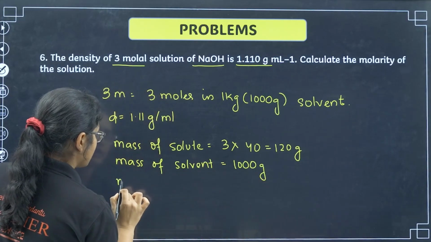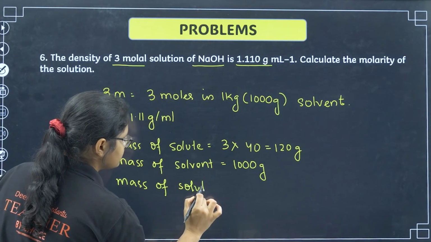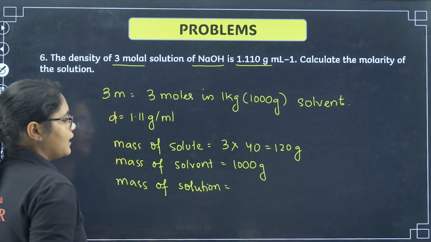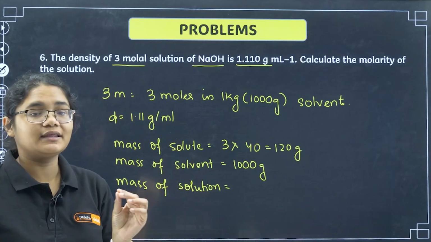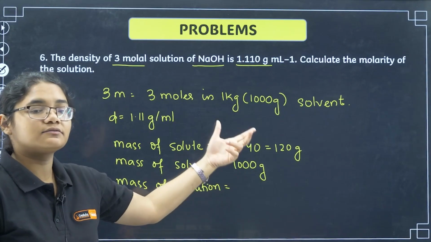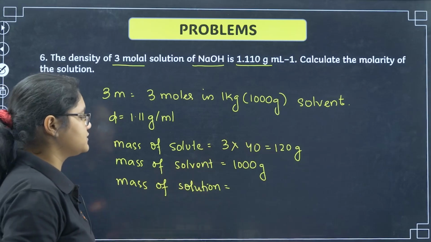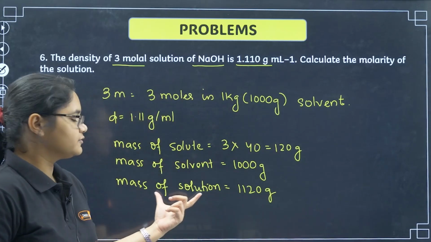If I add these two, can I get mass of the solution? Yes, ma'am, we can get the mass of the solution from these two. I hope all of you are getting it. 3 molar solution means 3 moles in 1 kg of the solvent. So solvent mass is 1 kg, and for 3 moles, mass of the solute is 120. So total mass of the solution will be 1120 grams. Okay, I got mass of the solution.